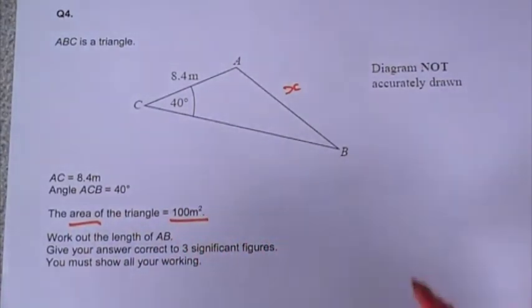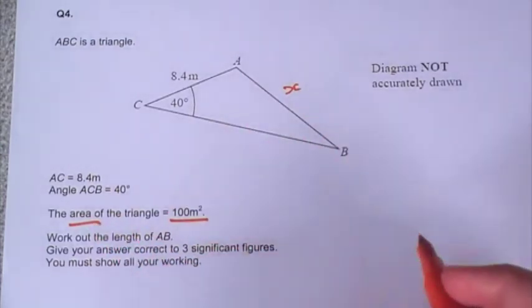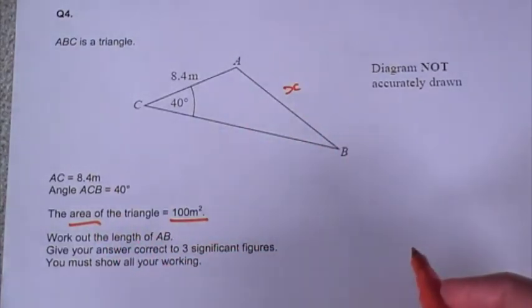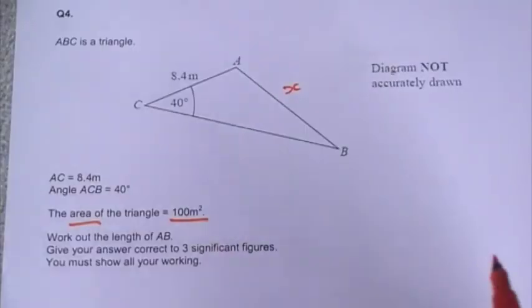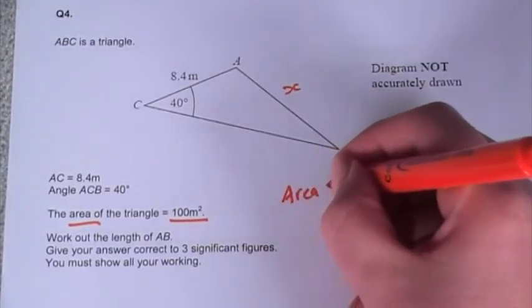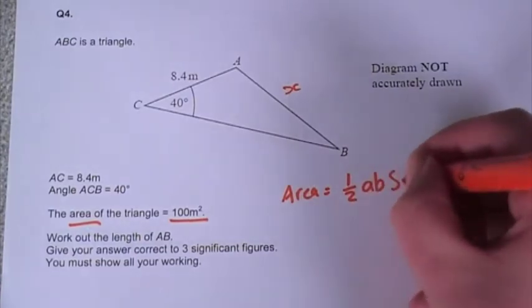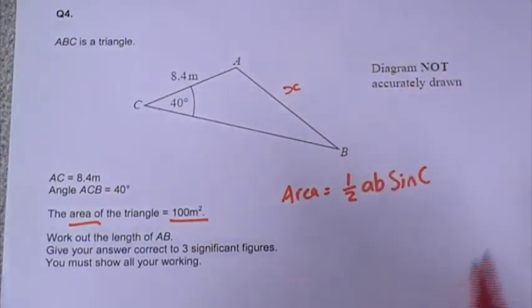All right, now the information they have given us is that the area of the triangle is 100 metres squared. I should be familiar by now that when there's an area of a non-right angle triangle, the best thing for me to do would be to look at the formula sheet and write down the formula for the area of a triangle. So that's what I'm going to do. Area equals half ab sine C.